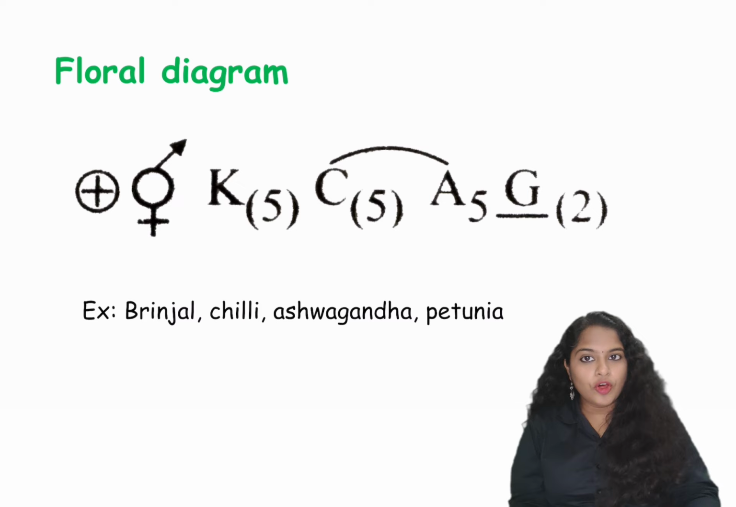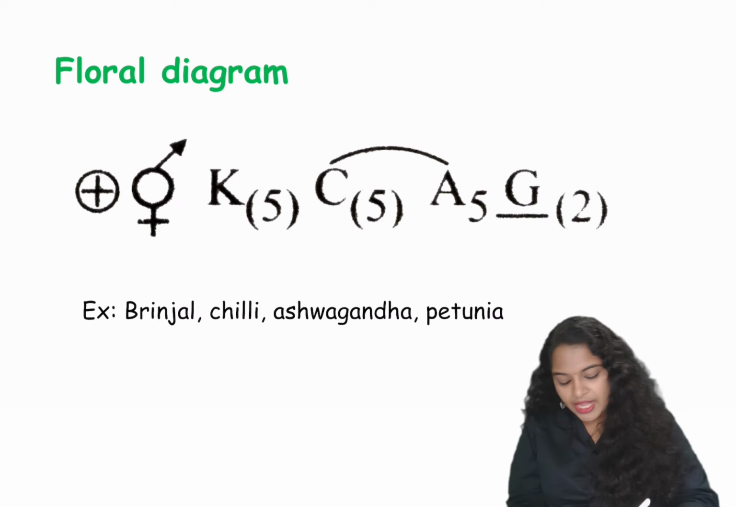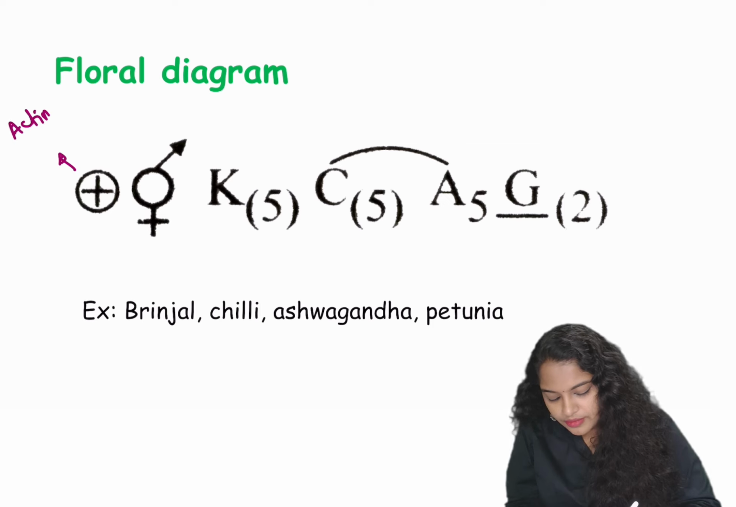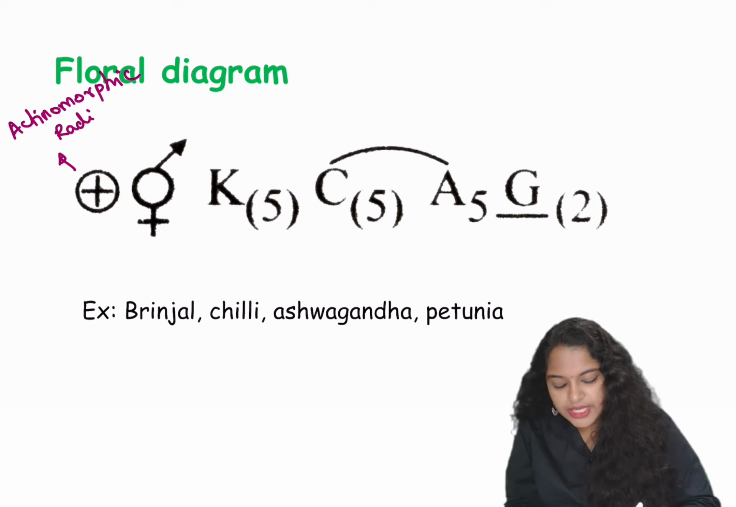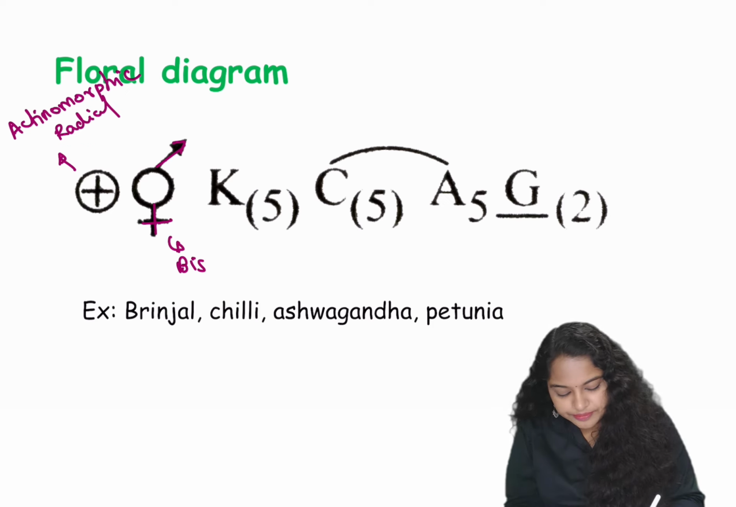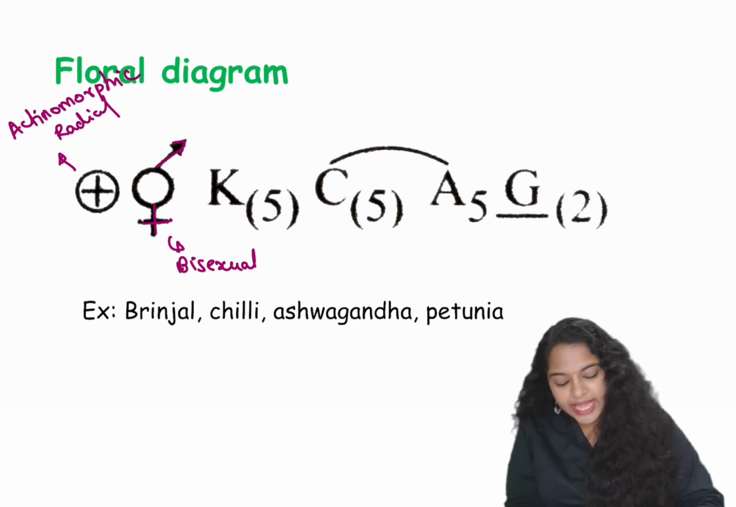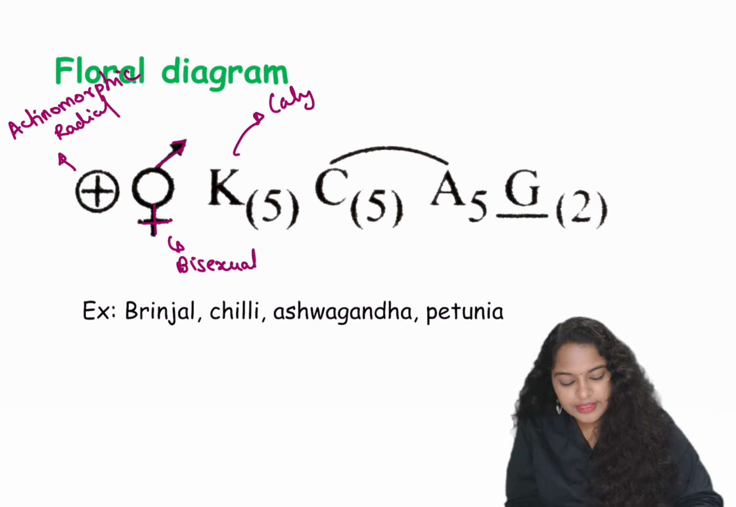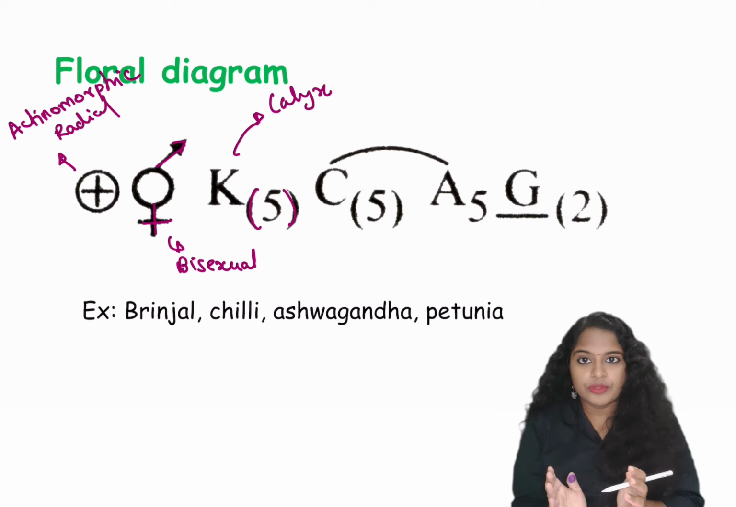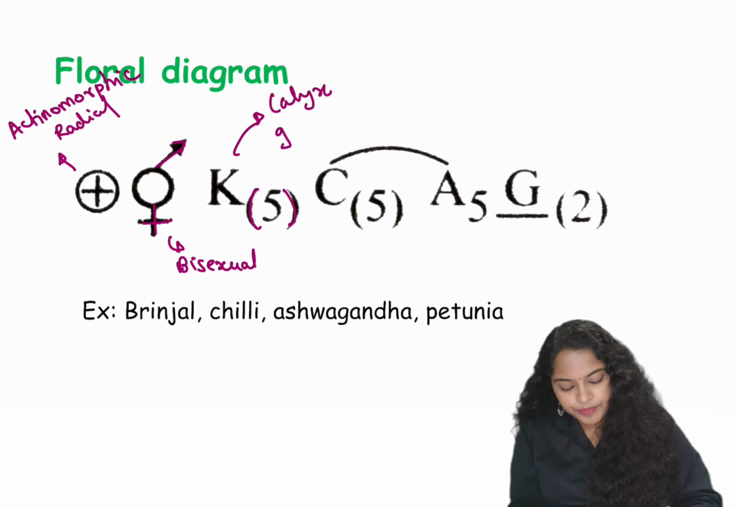Now moving on to the floral diagram of family Solanaceae. This represents that the flower is actinomorphic, that is, radial symmetry is present. Now you can see both male and female parts are present, so they are bisexual. Now K represents the calyx. 5 sepals are present and this bracket shows that they are fused, so it is gamosepalous.